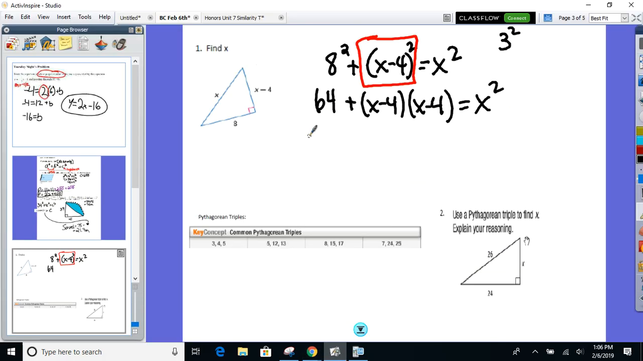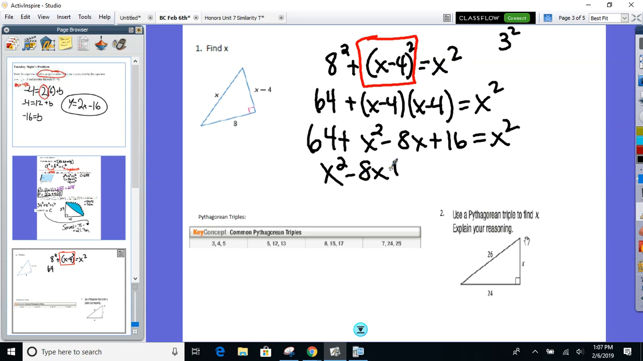64 plus 16 equals x squared. What can I still combine on that left side? 64 and 16. Yes. That'll give me plus 80.